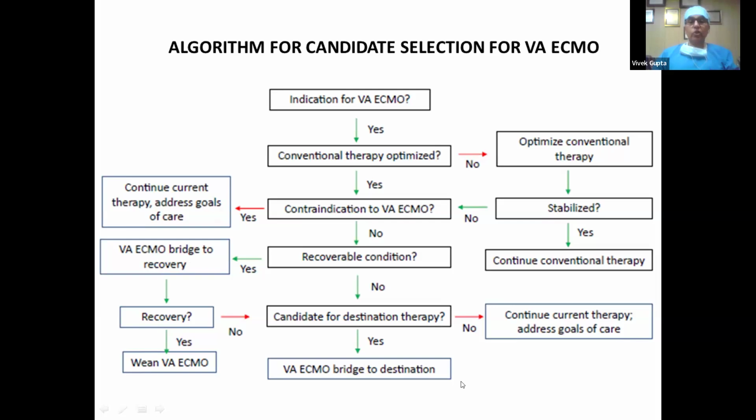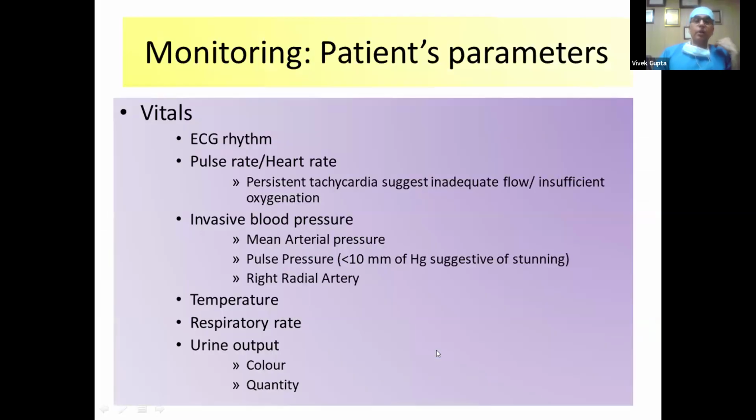So what is the algorithm for selecting a patient? You should look for an indication. Yes, the indication is there. So we ensure that the conventional therapy has been optimized. If the answer is yes, we look for a contraindication to VA ECMO. If there is no contraindication, we see what the possible destination is, whether it's a recoverable patient. If yes, then VA ECMO is used as a bridge to recovery. But if it is not a recoverable condition, then we have to look for a destination. What is bridge to destination? Whether it's a transplant, a bridge to bridge, or a bridge to any definitive therapy. So accordingly, we plan for placing the ECMO after discussing with the patient.